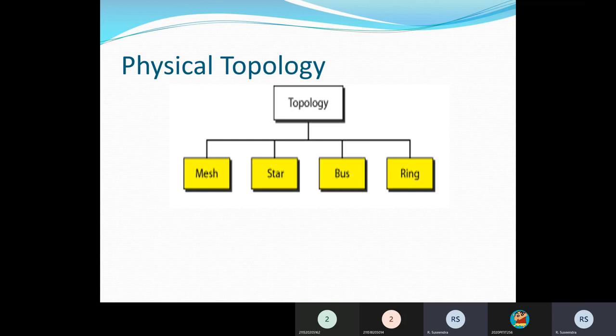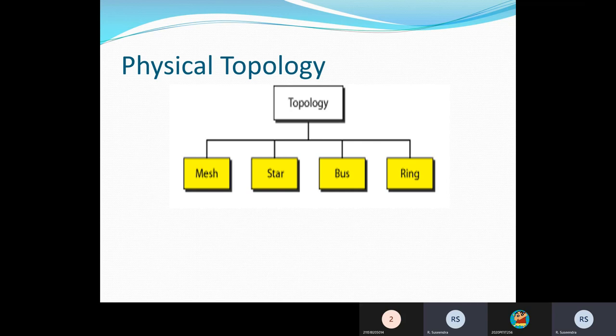A network has some shape, some form, and some things need to be followed. The shape and the form are what is used in the topology method. In topology, we have four kinds of topologies: mesh topology, star topology, bus, and ring. I'll explain this in summary.